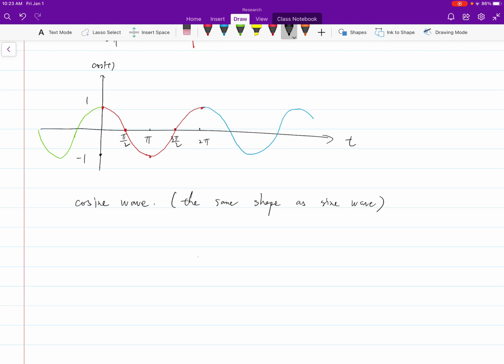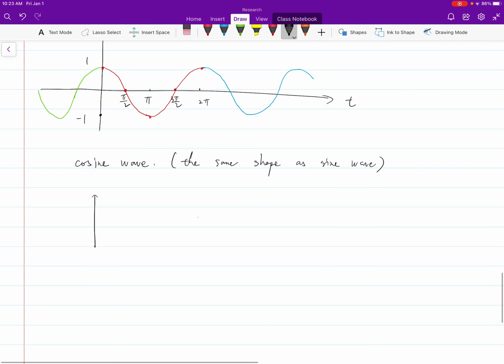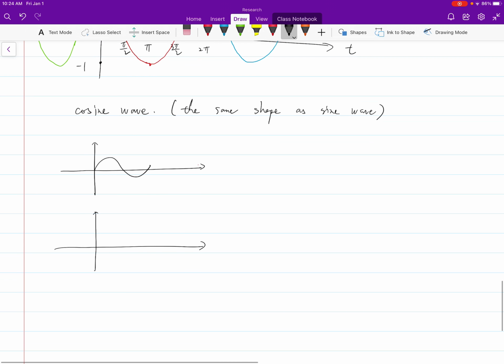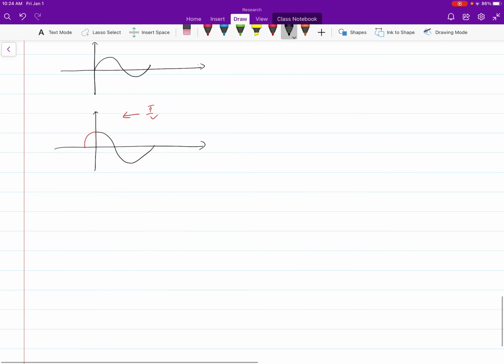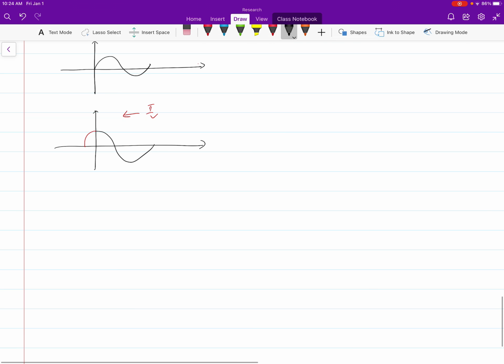All right, that's everything about the sine and cosine waves. So if we put them together, they're exactly the same, except they start at different points. For sine, you start from here. For cosine, you start from here, which is technically shifting the sine to the left by pi over 2. Okay, that's what you have for cosine.